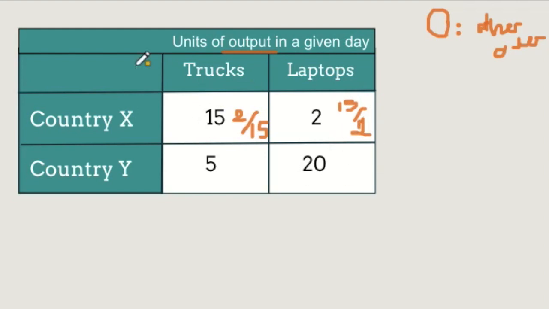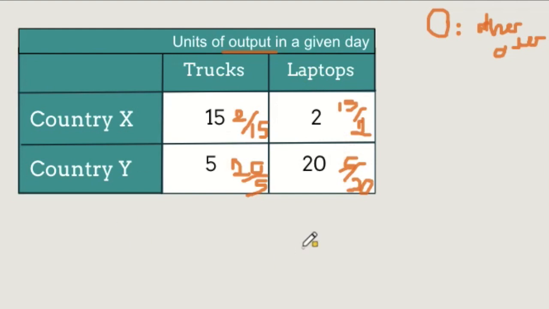Then you repeat the same thing with the other country. You take the other and put it over, 20 over 5. And for this, you take the other, 5, and put it over the good you're finding the opportunity cost of. So the opportunity cost country X has for producing trucks is 2 over 15. And the opportunity cost it has for producing laptops is 15 over 2. Country Y's opportunity cost for producing trucks is 20 over 5, and for laptops it's 5 over 20.